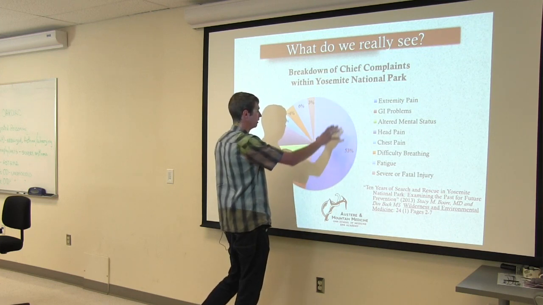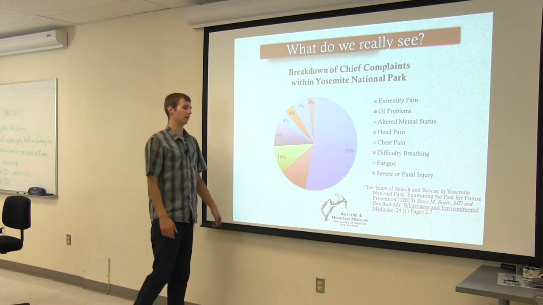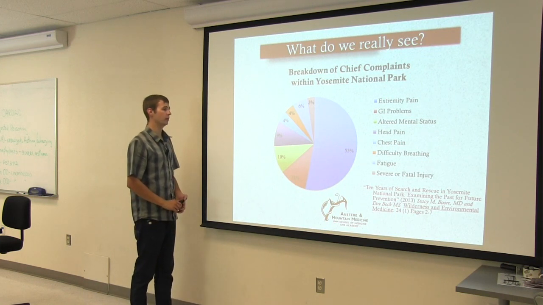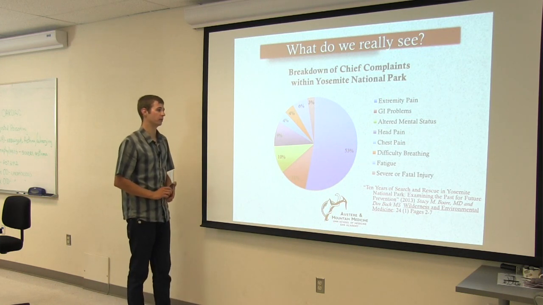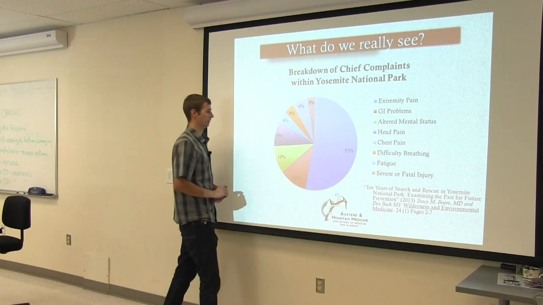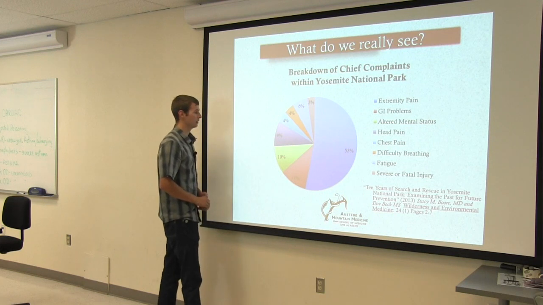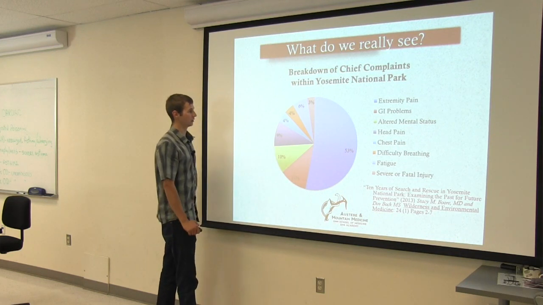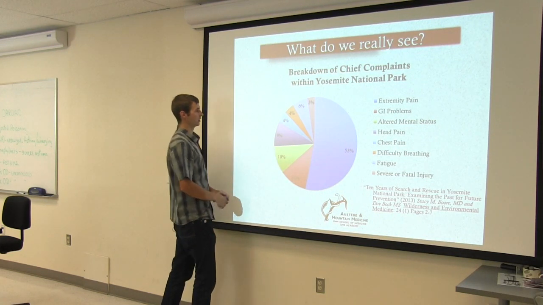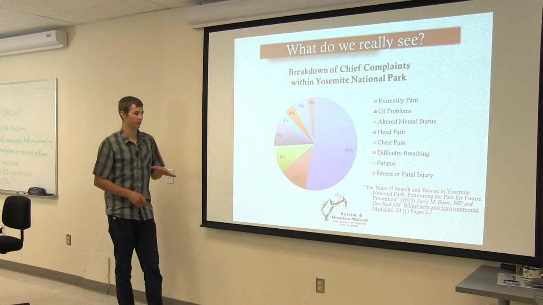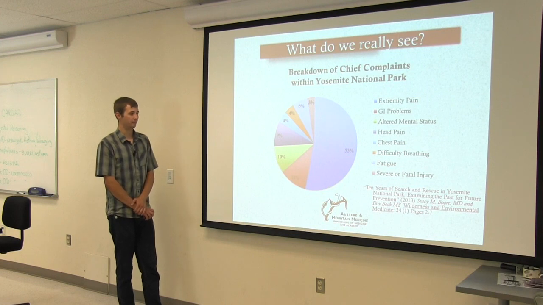So we have, by a large margin, over half of the calls that they experience out there are extremity injuries, so twisted ankles, broken bones, that kind of thing. And then we have GI or stomach issues, altered mentation, which takes up a pretty good one. And then you can kind of see the breakdown as it goes. So chest pain, difficulty breathing, much lower down on the list.